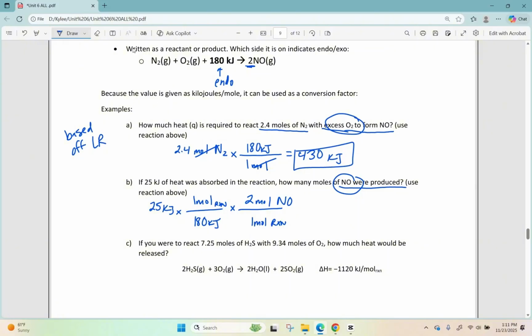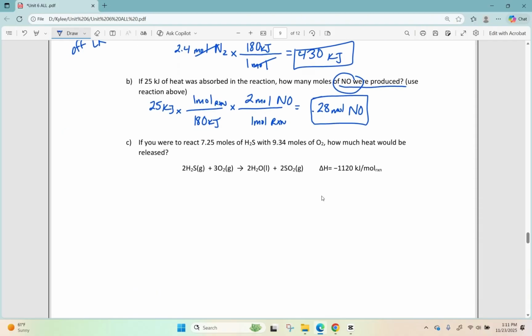I didn't do that on part A because it is a 1-to-1 mole ratio for both of my reactants. But since this one is asking how many moles of NO, which is a product, is produced, and our product has a coefficient, we need to account for that in our calculation. So I'm going to take 25 times 2, which is 50, and then 50 divided by 180, and I get 0.28 moles of NO were produced.